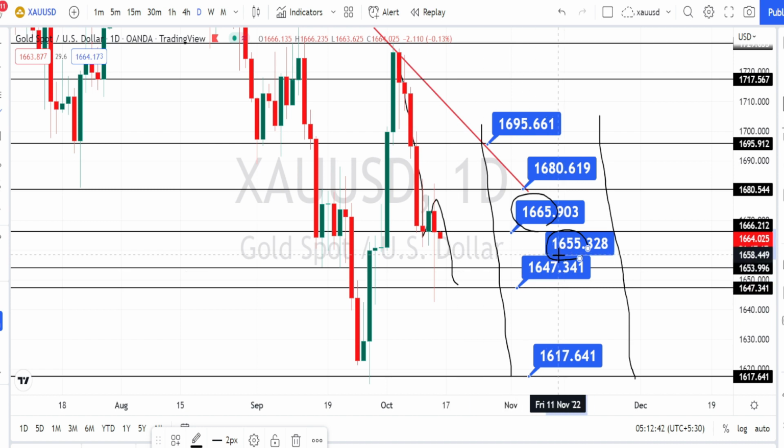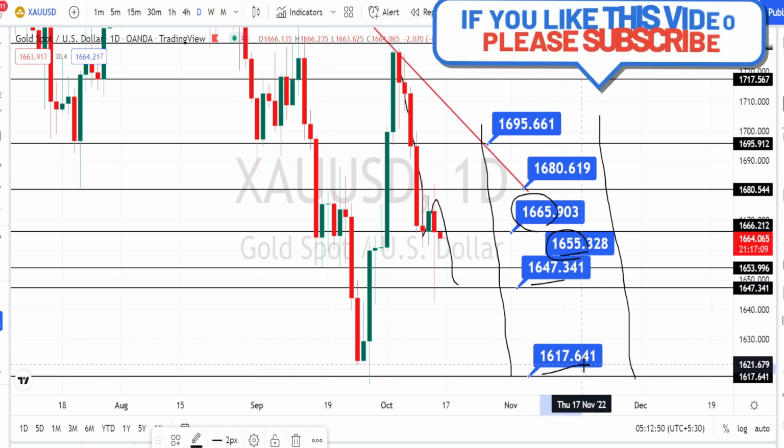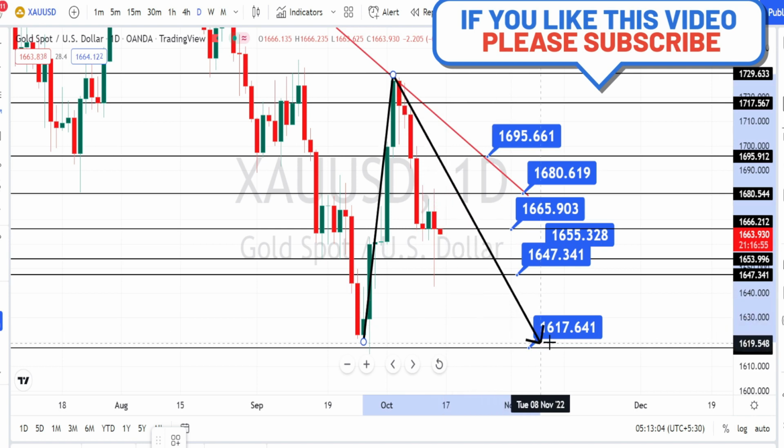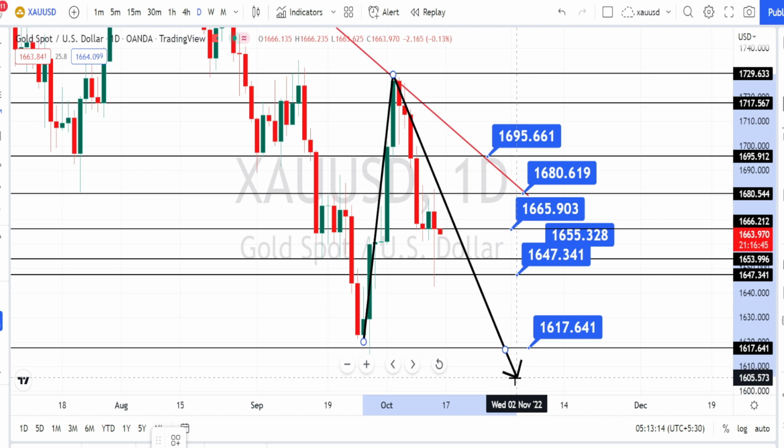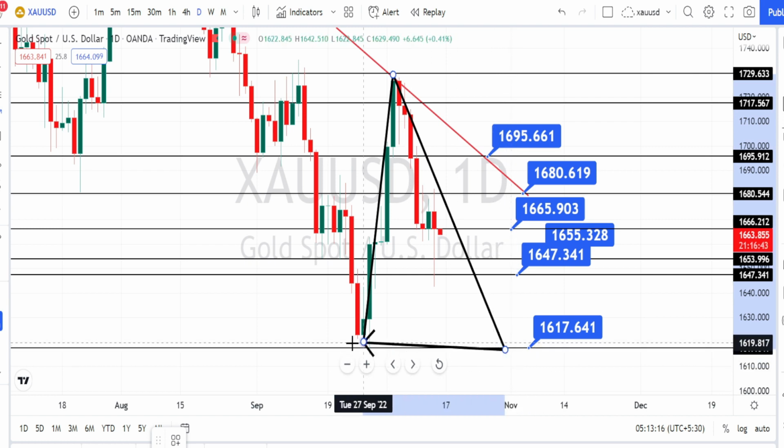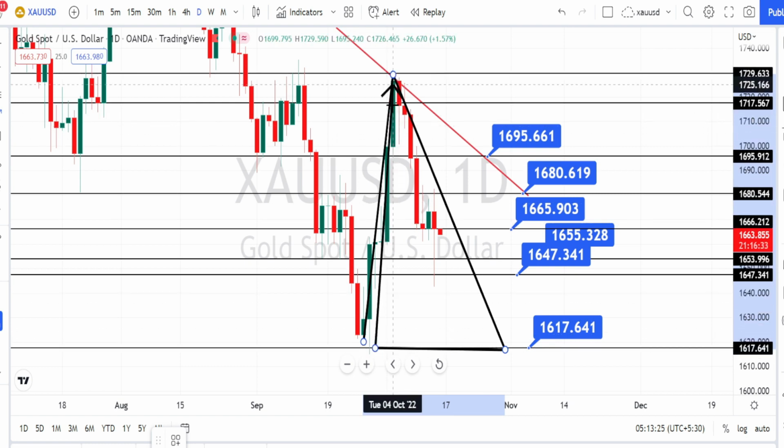And if the price action breaks this support level of 1655, next level of support is going to be around 1647 and 1617. And only when the price action breaks this support level of 1617, it will be the bearish side trend reversal in daily time frame. Till then, it will only be a retracement to the support level from where it made a bullish side retracement.